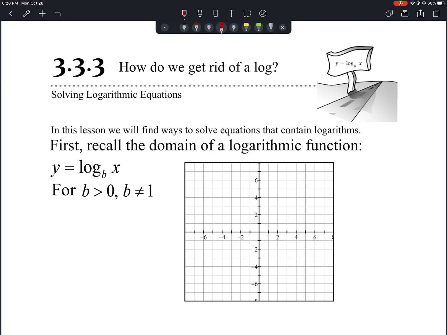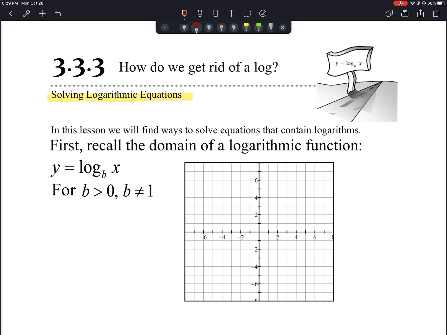Welcome. This is chapter 3.3.3, and we're going to be looking at solving logarithmic equations. So the first thing we're going to do here is just start out with a quick little review here. We're going to discuss our log graphs. We graphed logs in one of our recent sections, so let's do a quick recap on that.